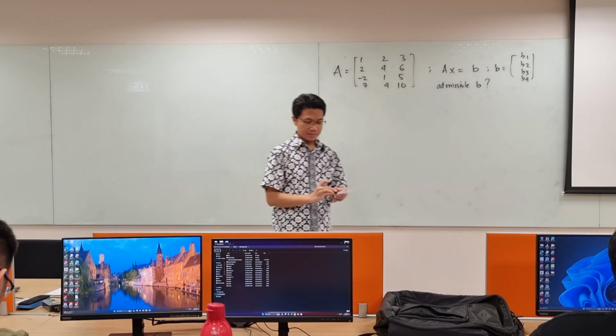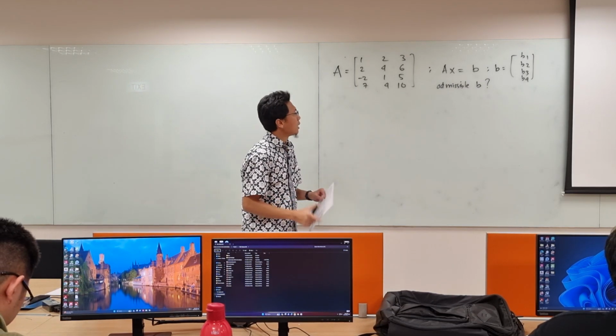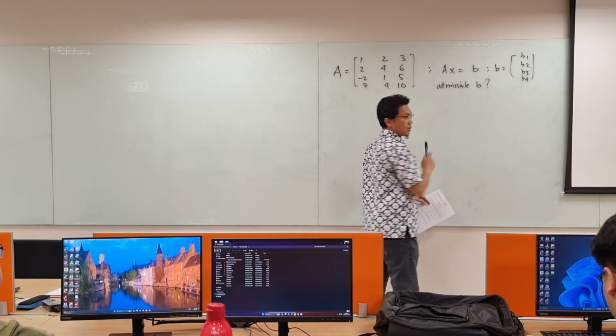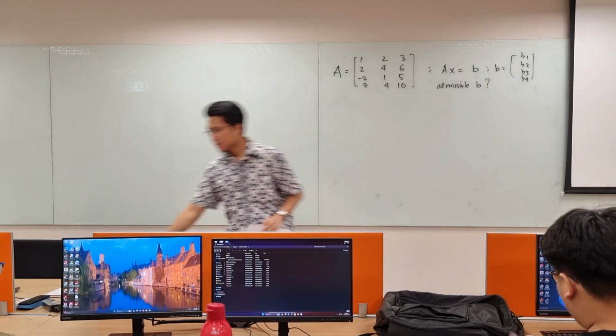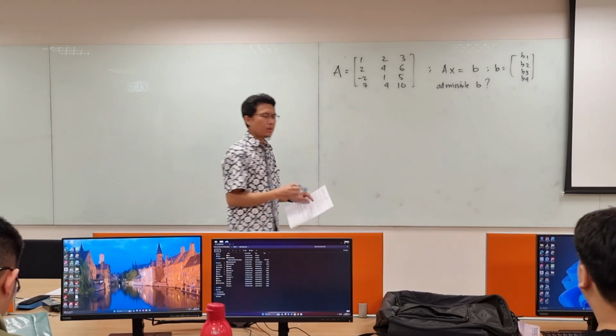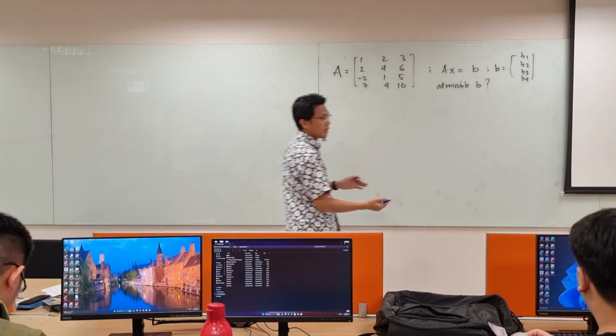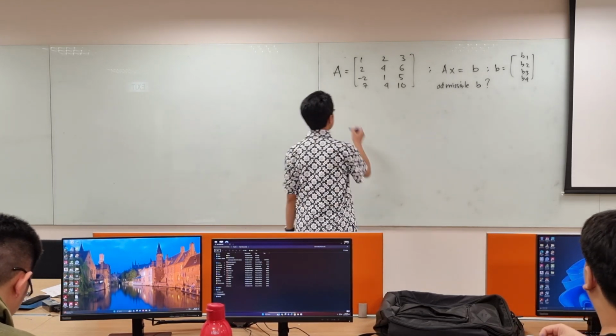Okay, let us begin. The problem asks you to find the admissible B. So as the problem suggests to you, you need to augment the matrix first and then do the Gaussian elimination on it.